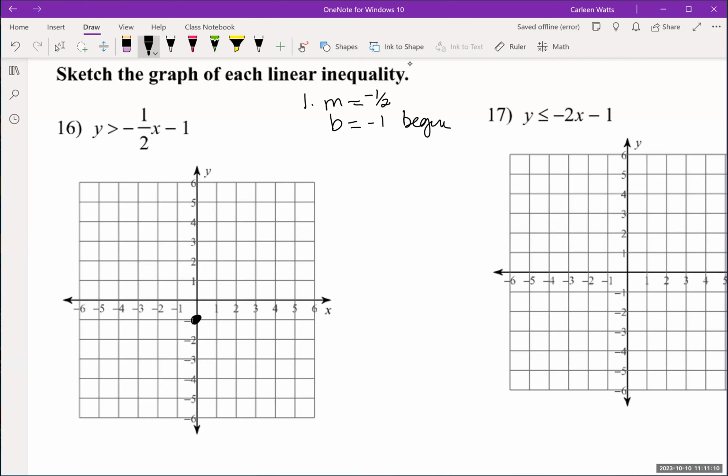Okay. So I begin at -1. Now the slope is either down 1/2 or up 1 back 2. Be very careful. So easy to make a mistake with a negative slope. So I'm going to go down 1/2 and I'm going to go up 1 back 2. Do not draw the line yet.